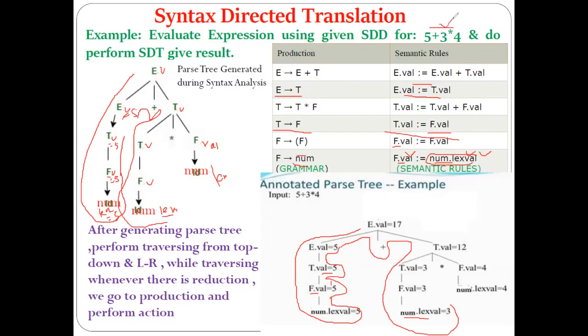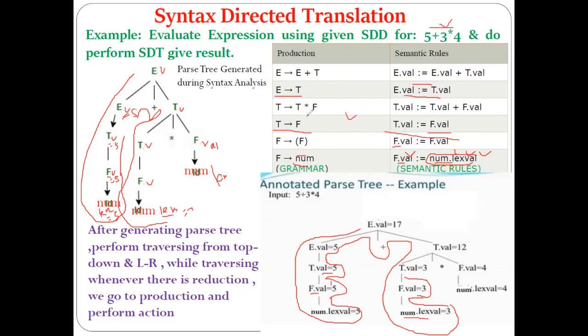Value of this is the 3. That's why we'll put here 3. And we'll go on traversing. Can num dot lex value reduce to the f dot value? Yes. So that is the reason f dot value becomes 3 here. F can be reduced to t using the grammar and this particular semantic rules.